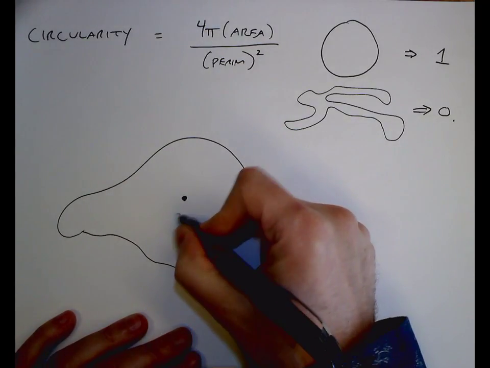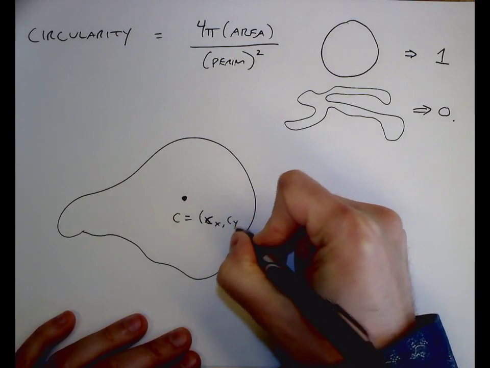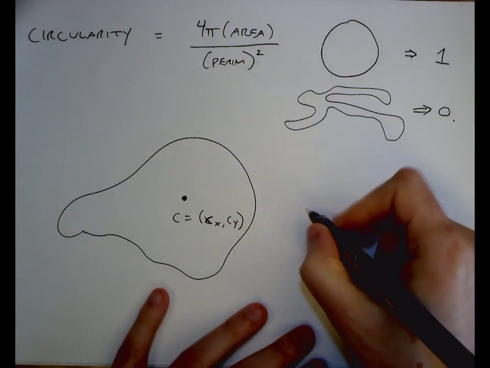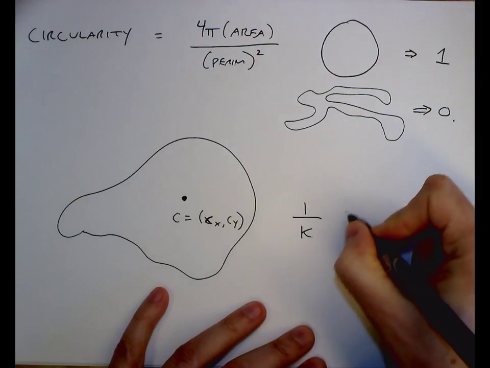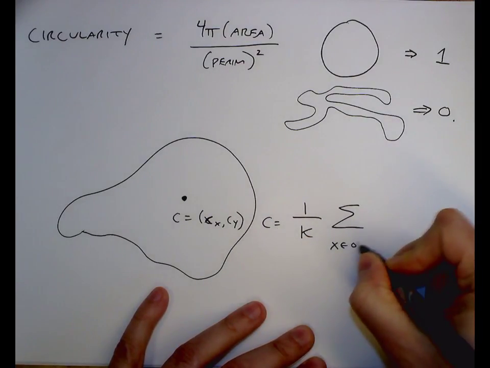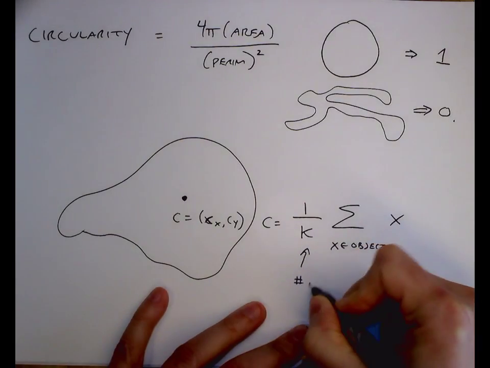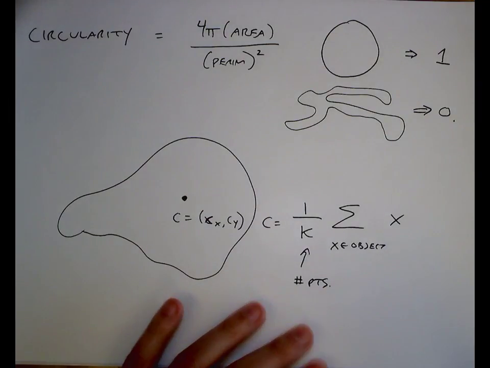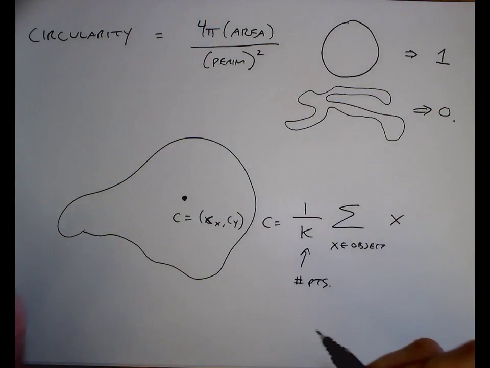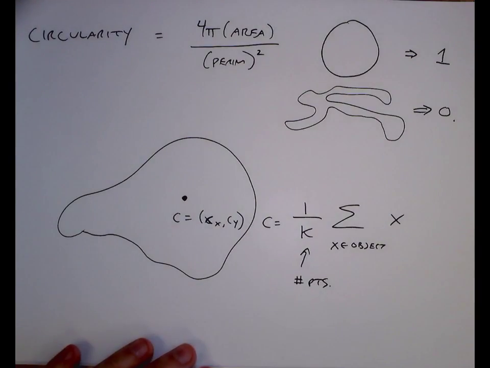So we could call this centroid, maybe we give it an x value and a y value, right? This is fundamentally just taking the average value of all the points in the object, and this here is the number of points in the object, right? So I could take my binary blob, and I could compute the weighted average of these points, and I would get this center of mass, or centroid, okay?